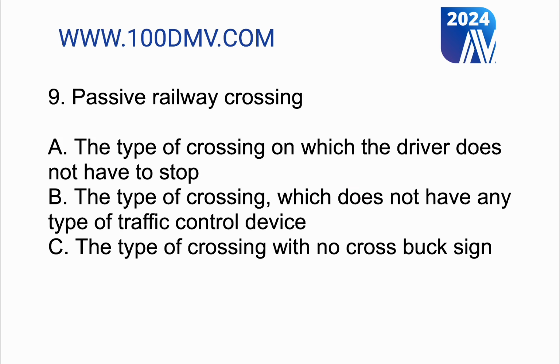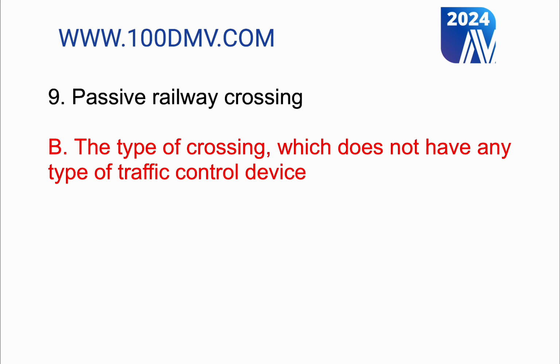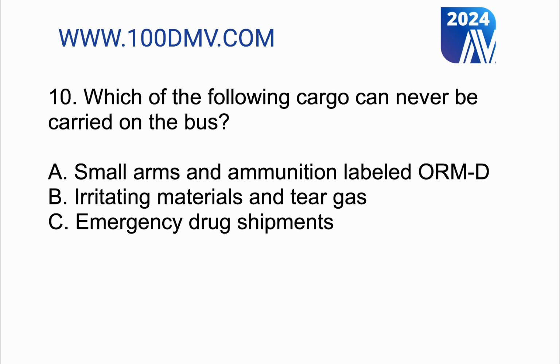9. Passive railway crossing. A. The type of crossing on which the driver does not have to stop. B. The type of crossing which does not have any type of traffic control device. C. The type of crossing with no crossbuck sign. The correct answer is B. The type of crossing which does not have any type of traffic control device.